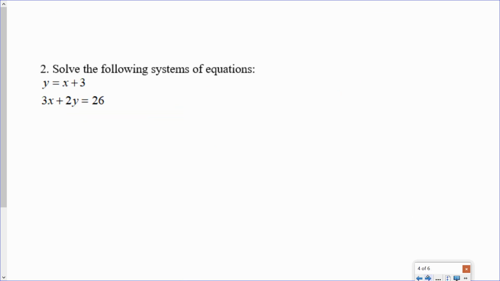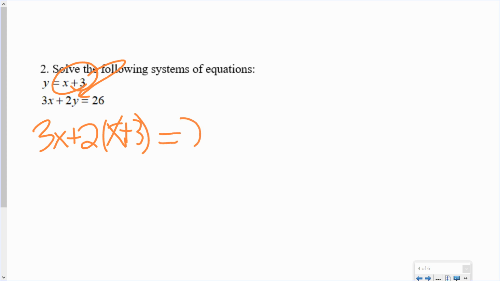Let's take a look at number 2. Is everything lined up nicely? No. Is one of the variables isolated? Yes. Y equals x plus 3. So I'm going to replace y with x plus 3. So instead of writing 2y, I replace the y with x plus 3. And whenever you're substituting something, you're always putting it in parentheses. So again, I'm replacing the y with the x plus 3 since y equals x plus 3.